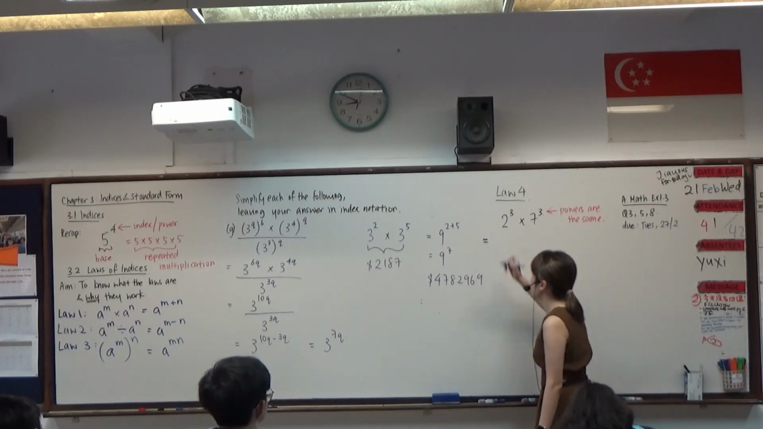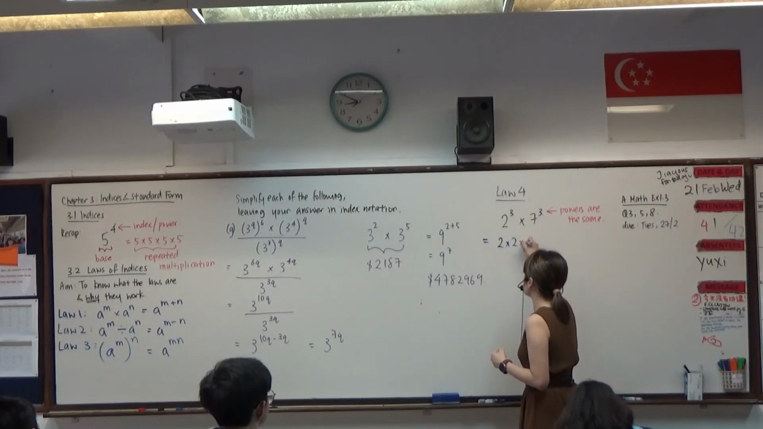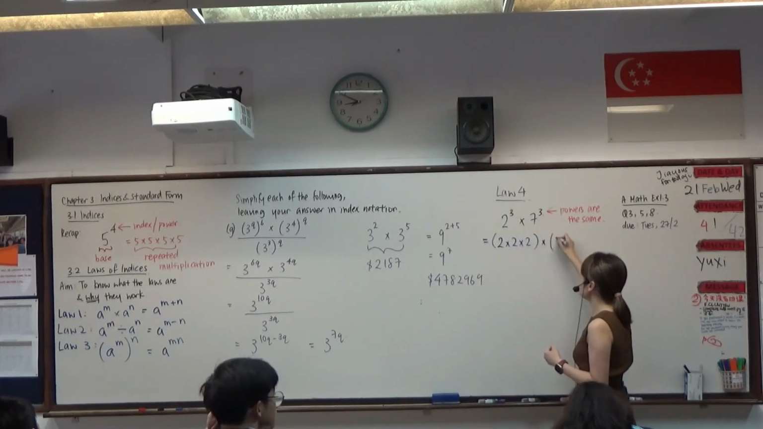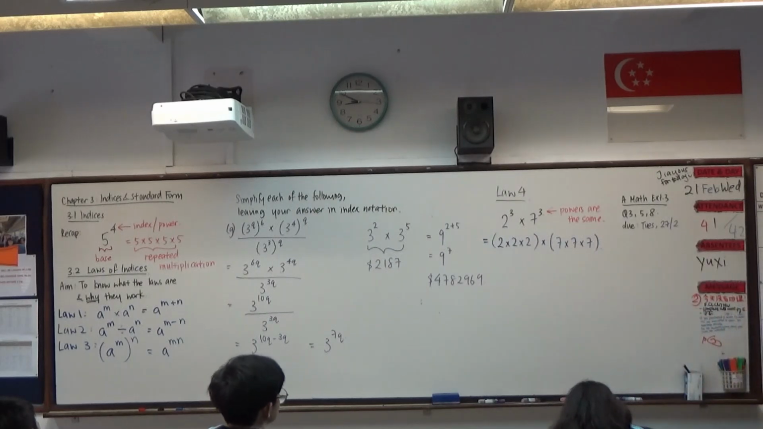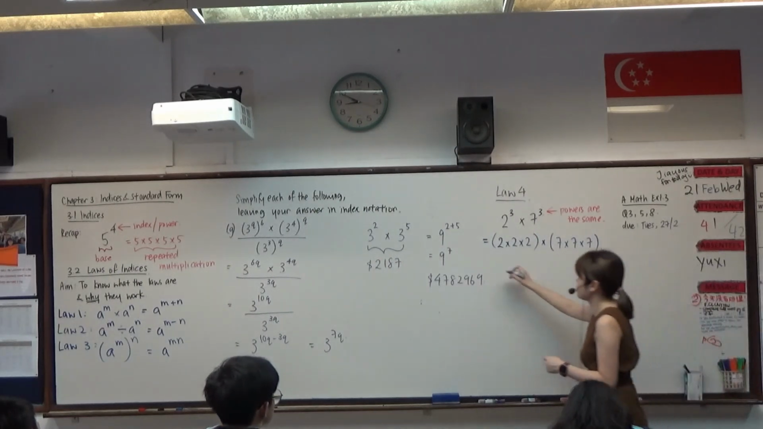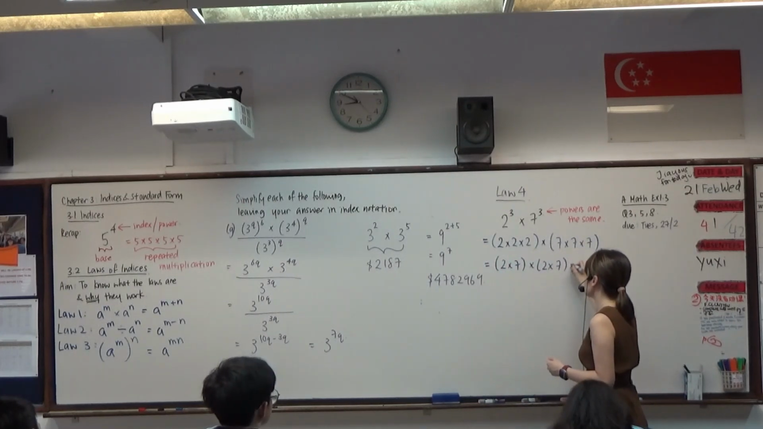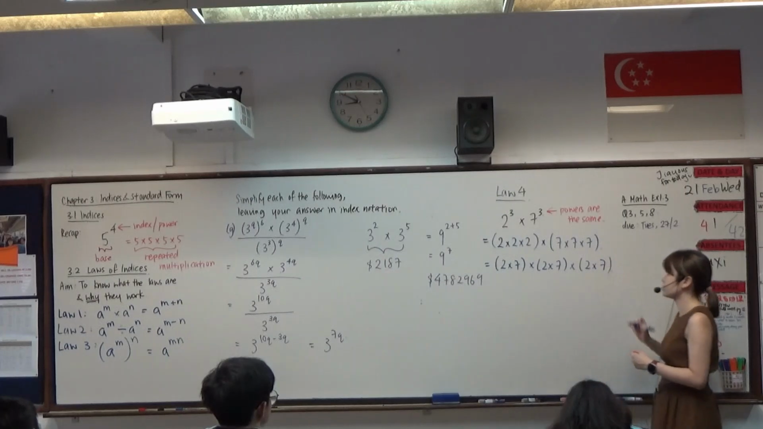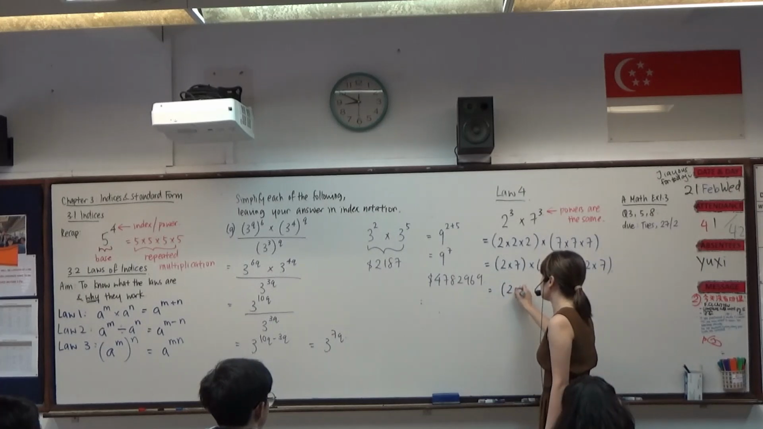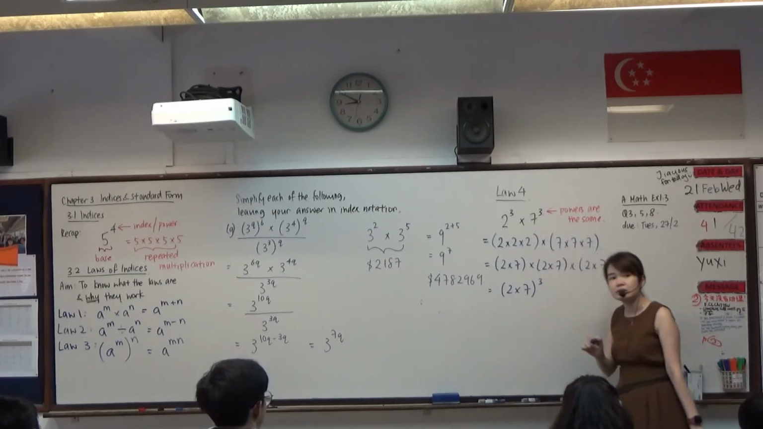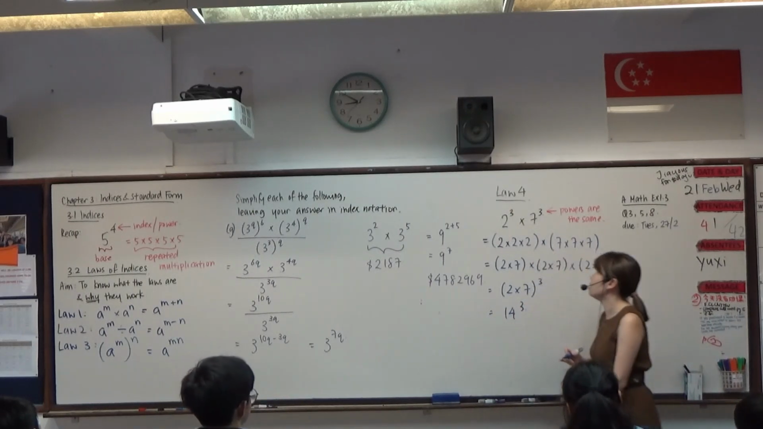So what can we understand out of this? 2 to the power of 3 is the same as 2 times 2 times 2. 7 to the power of 3 is the same as 7 times 7 times 7. I can reorganize this to write it as 2 times 7 times 2 times 7 times 2 times 7, which is the same as 2 times 7 to the power of 3. In other words, that is 14 to the power of 3.